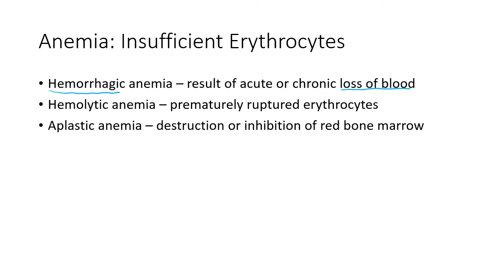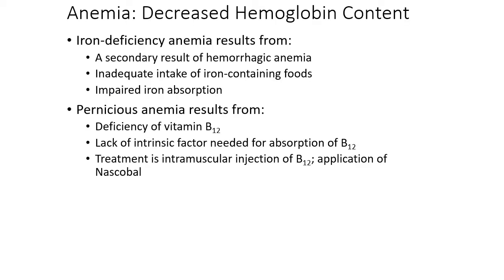We could have hemolytic anemia. This is where red blood cells have been destroyed too early, so they've ruptured. This may be a newborn issue. This may be a blood transfusion issue, things like that. We can also have aplastic anemia. Aplastic anemia basically means that the red blood cells aren't being produced. We've got something going on in the red bone marrow itself that is causing those red blood cells to not be able to be formed.